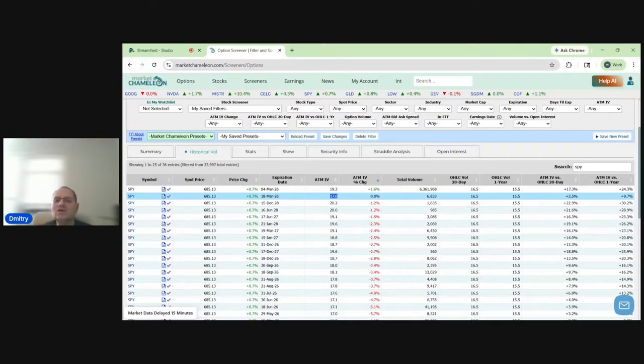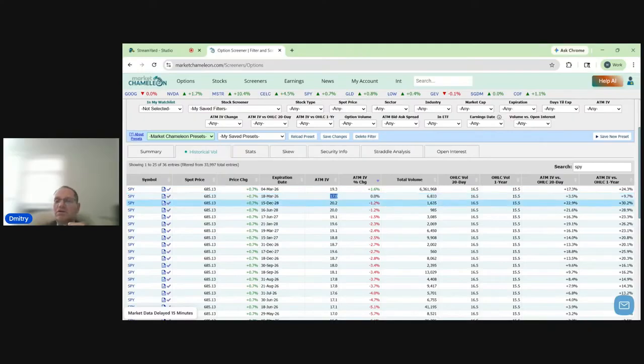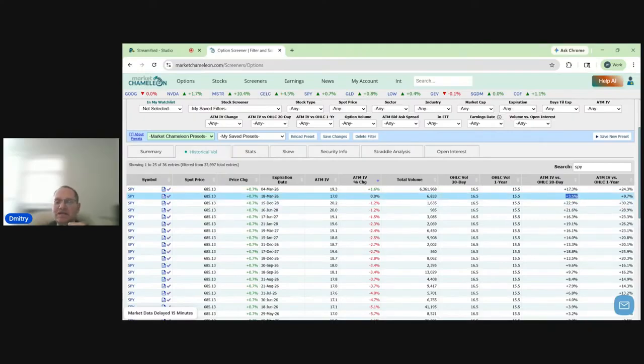And if we wanted to screen for those, we'd have to compare them. So these two columns here compare it. It says, well, what is the at the money implied vol, this one, relative to the open high low close 20-day. So at the money IV is 3.5% above the 20-day volatility.